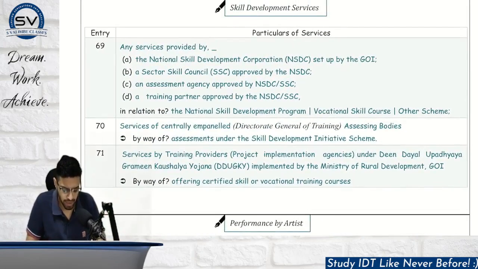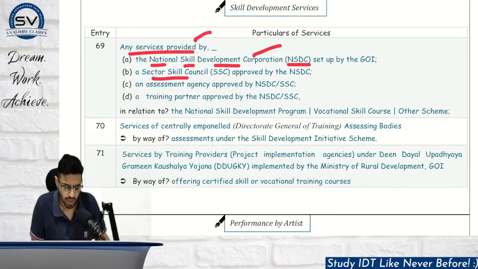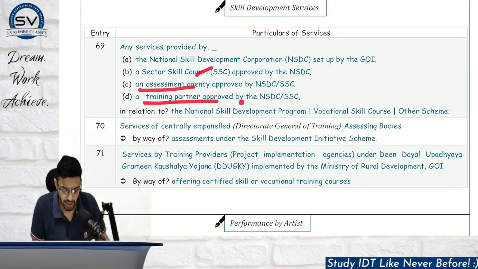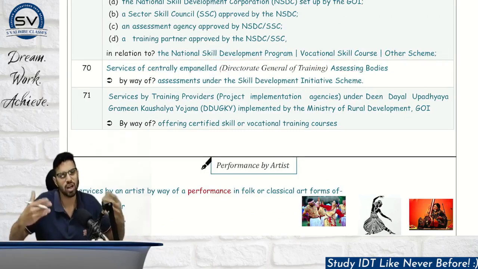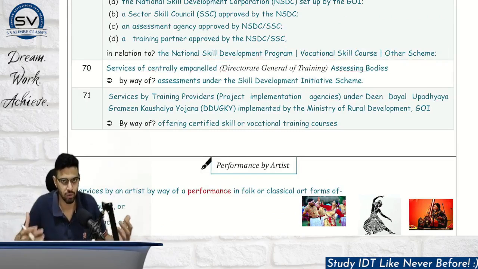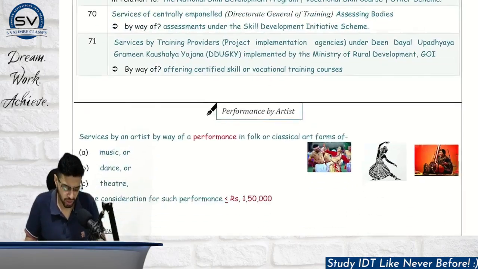Okay, skill development, you just have to read it once. Services by NSDC, that is your National Skill Development Corporation, Sector Skill Council approved by this NSDC, assessment agency, training partner, all this is exempt with respect to the National Skill Development Program, vocational course or any other scheme. Next, services by centrally empaneled assessing bodies under skill development initiative. So basically here the focus is on development of skills of the people of India. So exemption is being given, not very, very important.